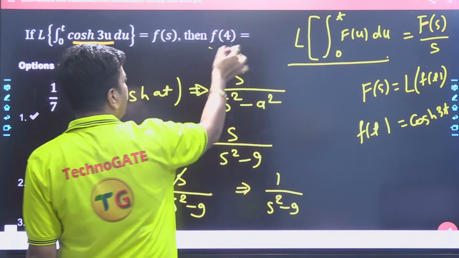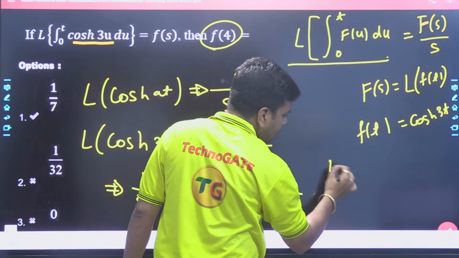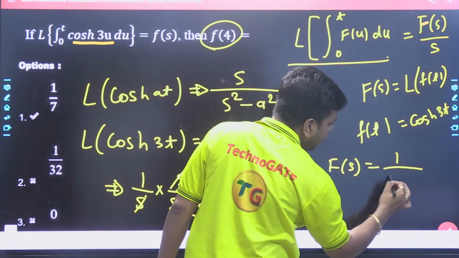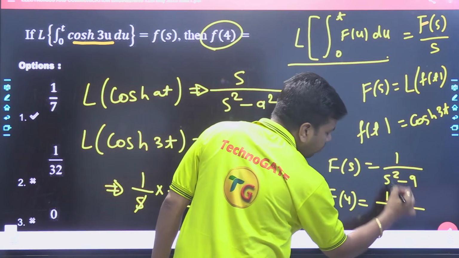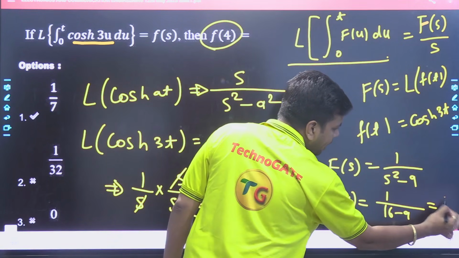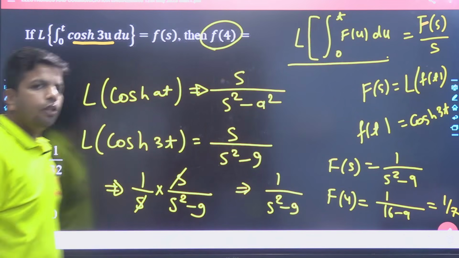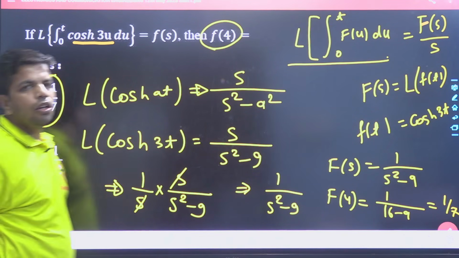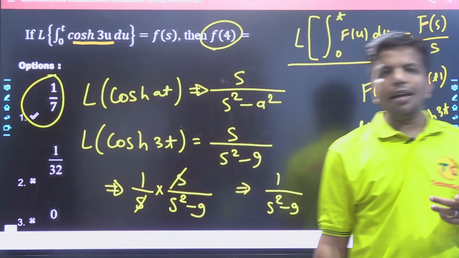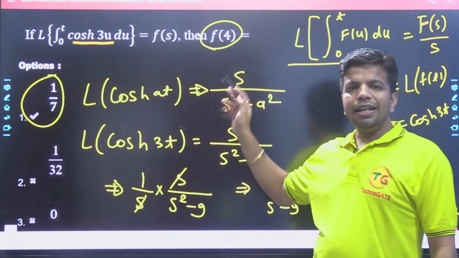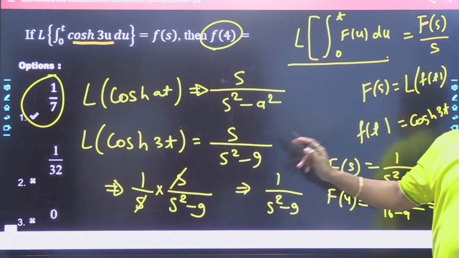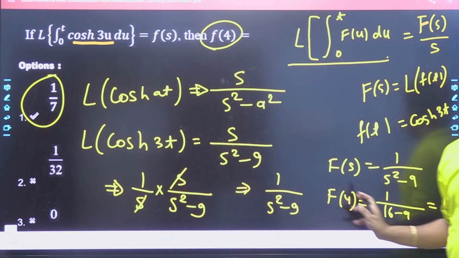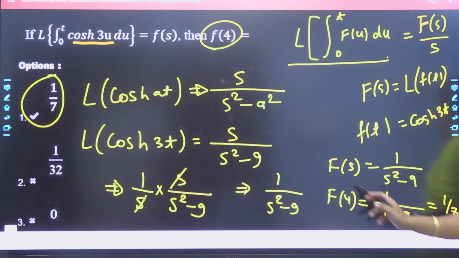Now you need to compute the value of F(4). F(s) is 1 upon s square minus 9. So F(4) is 1 upon 4 square, which is 16, minus 9. So it becomes 1 by 7. You can go with answer A. Simply we need to find the Laplace of cos h at, which is s upon s square minus a square. Just put that value here, compare, and put s equal to 4. You get the answer 1 by 7.